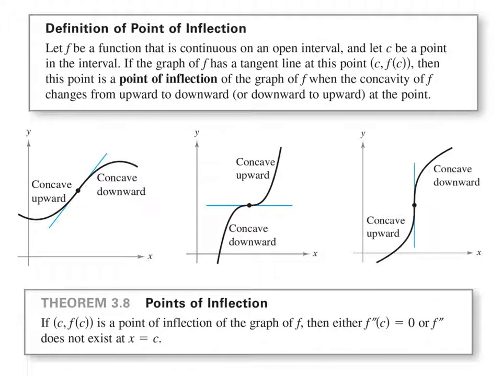So all of that brings up this idea of points of inflection. We may have talked about this already, but a point of inflection on the graph of a function is where the concavity changes from up to down or vice versa. So here are some graphical examples.